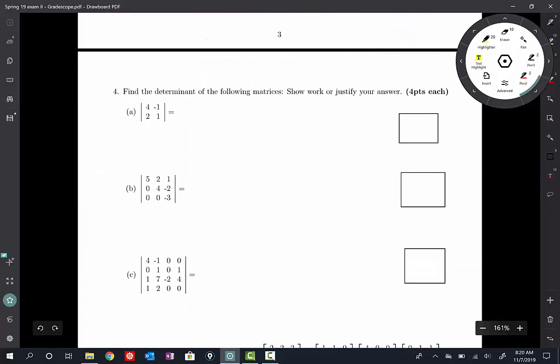Next question, question 4 has us calculate some determinants of the following matrices. So we'll start with a 2 by 2. And here we have to understand that we're taking the product of the main diagonal, 4 times 1, minus the product of the off diagonal. That's minus a negative 2. Be careful with your signs here. Minus a negative is a positive, so here we're going to have the value 6.